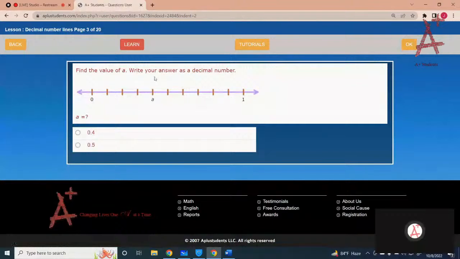Find the value of a. Write your answer as a decimal number. You have to find the value of a. So what you have to do is count the intervals from 0 to a. So how many intervals do we have? 1, 2, 3, 4. That means you have four intervals from 0 to a. So it would be 0.4. Got it?